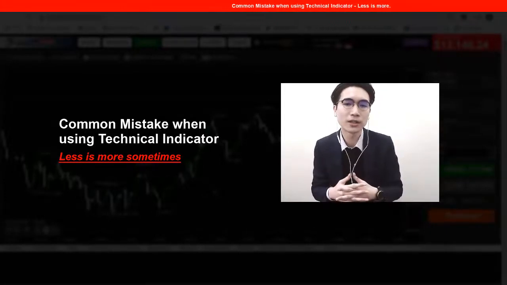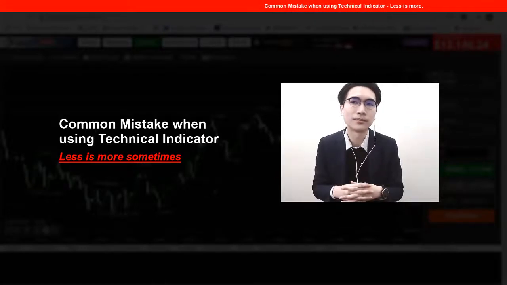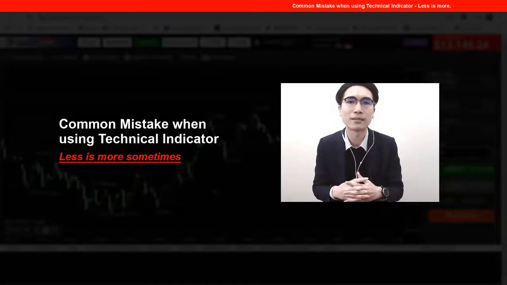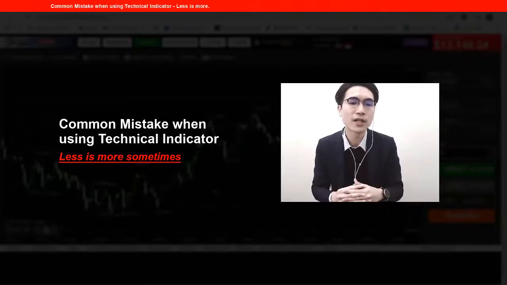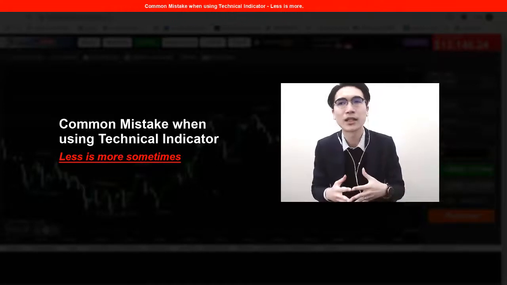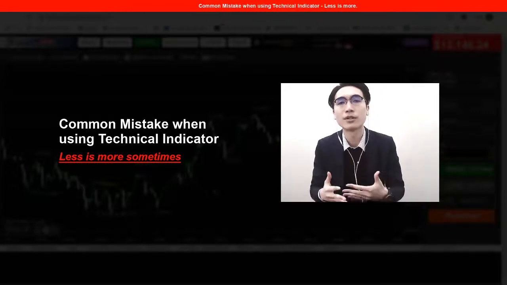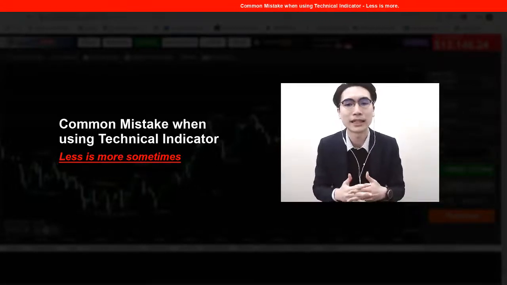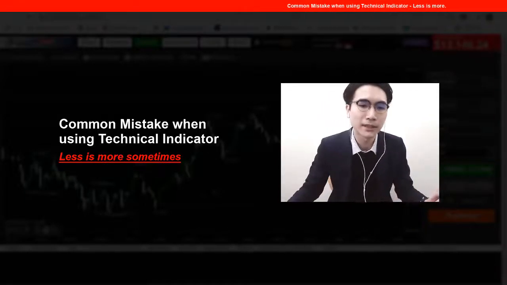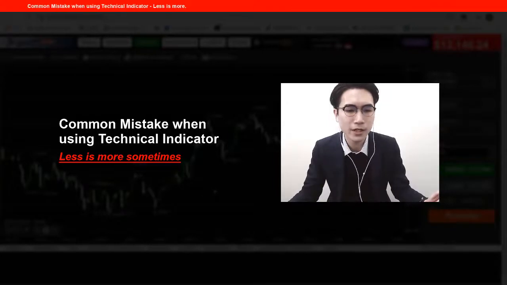The strategy that I'm going to use today is the GMMA with MACD, which is one of my favorite strategies. So I will set up the indicators first, and then I will make a few trades, and then again I will show you how you should use technical indicators as it should be. So anyway, let me set up the technical indicators first.